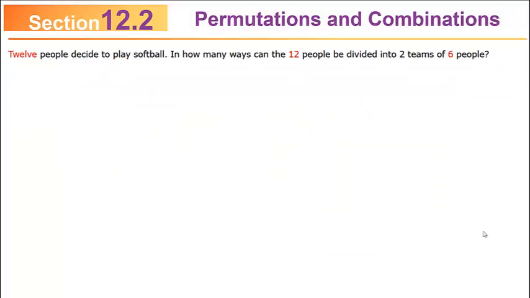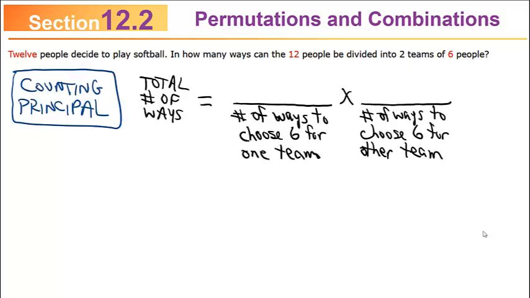12 people decide to play softball. In how many ways can the 12 people be divided into 2 teams of 6 people? Remember, the counting principle says that the total number of ways something can be done, if it can be broken into subtasks, is the number of ways you can do each task multiplied together. So in this problem, we're going to first choose 6 people for the first team, and then we're going to choose 6 people for the other team.